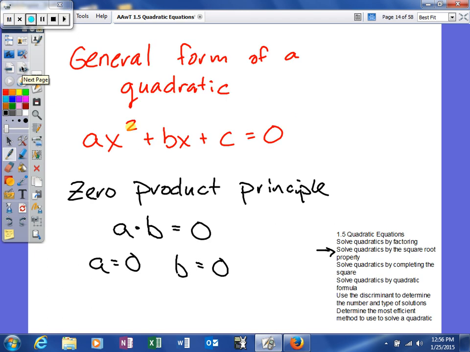What is a quadratic equation? Well, a quadratic equation is basically an equation where the variable has an exponent. The highest exponent would be 2. So we've talked about linear equations, where an equation's variable has an exponent of 1, and now we're getting into an exponent of 2.